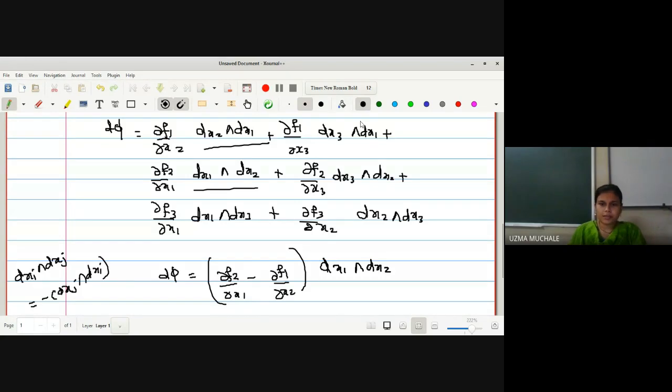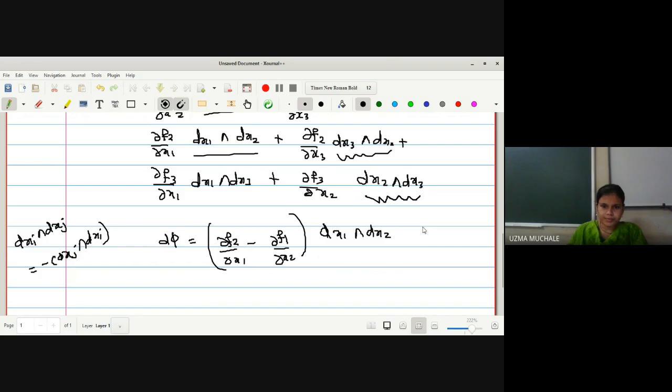In the very similar way, as x1, x2 is done, then we will do for x2, x3. This is x2, x3. Here is also x2, x3. Okay, so let me collect the terms. Right, x2, x3 we will keep like this, dx2 wedge product with dx3. Right? Next here we have f3 with respect to x2 minus f2 with respect to x3.